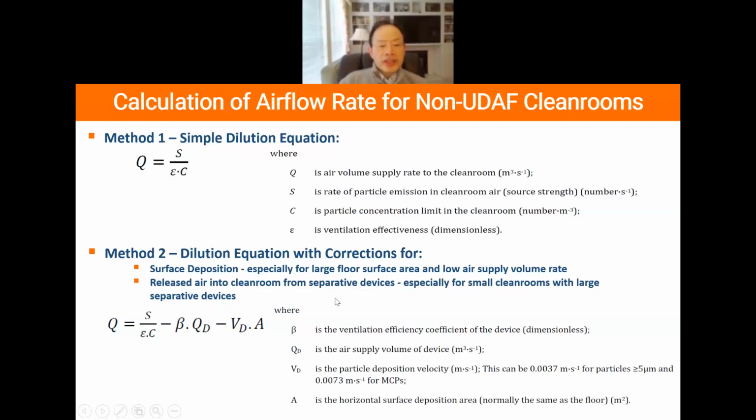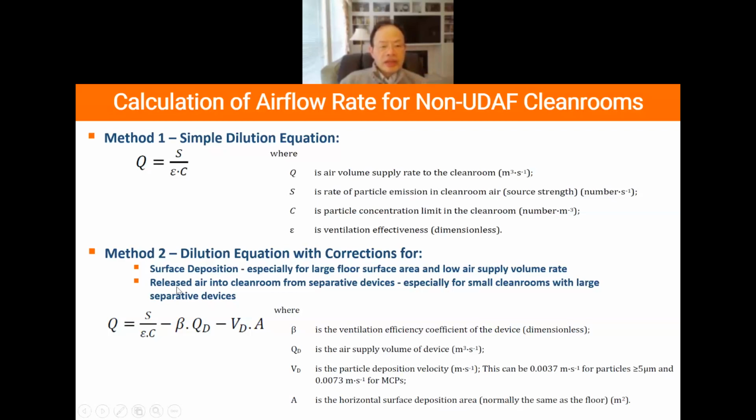So if you have that case, VD is the deposition velocity, typically in the range 0.0037 to 73, and beta is the ventilation efficiency. I'm sorry, A is the horizontal surface area. So this term, as a corrective measure, is to consider the particle surface deposition.